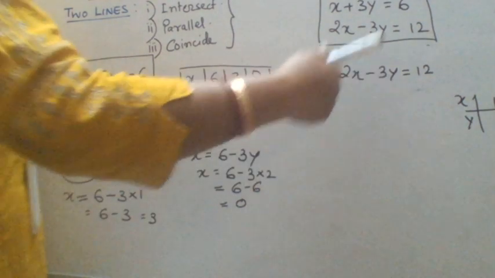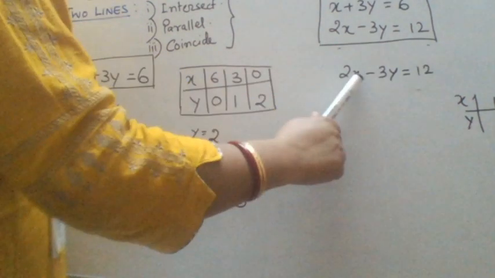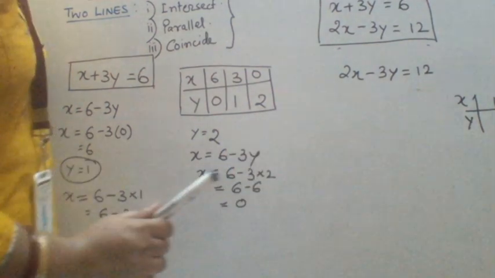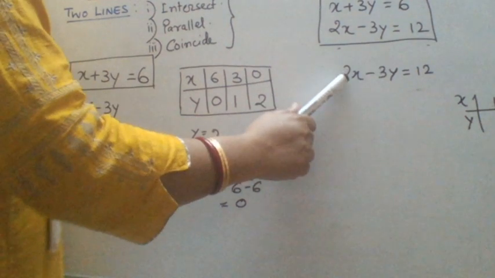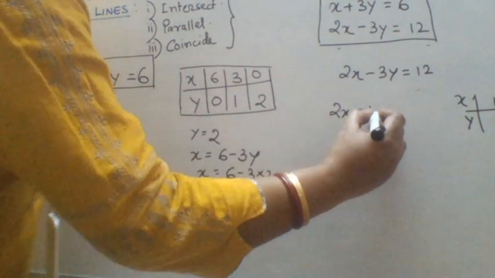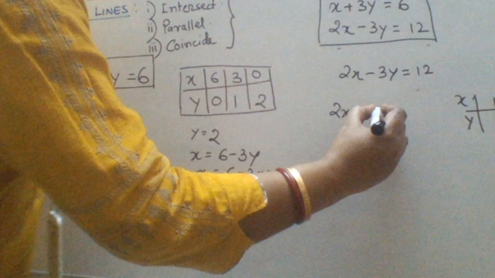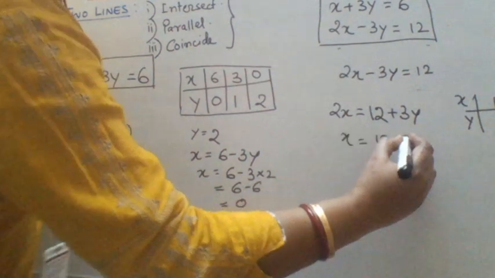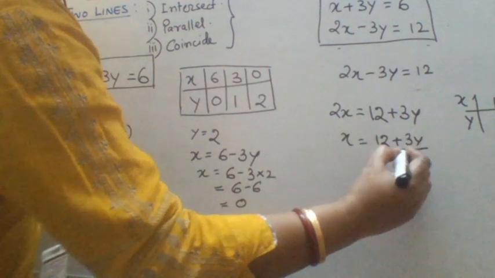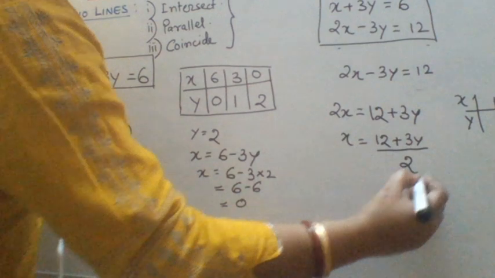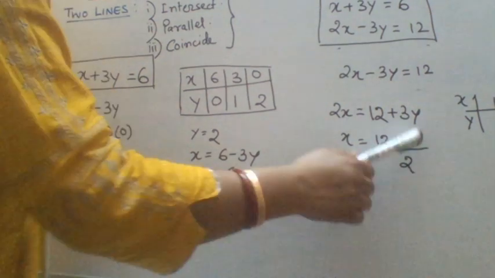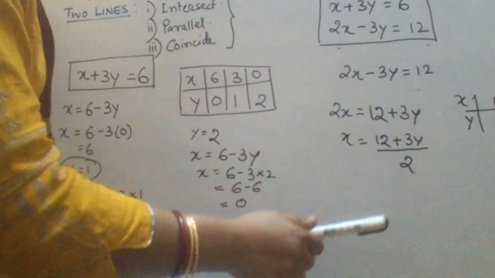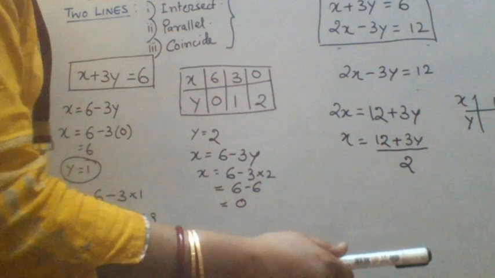So either I have to shift 3y to the other side and get the value of the variable x, or we can shift x to the other side. But looking at the coefficients, if you keep 2x on this side and shift minus 3y to the other side, then x will be (12 plus 3y) upon 2. And remember, if the denominator is 2, whatever value of y you use, you are going to get a value of x which will be terminating at one point or will have some integer value.